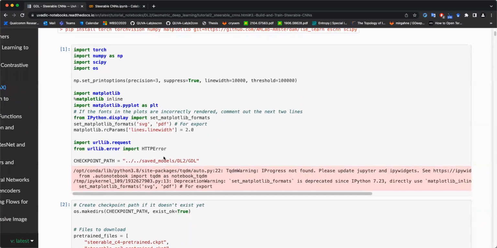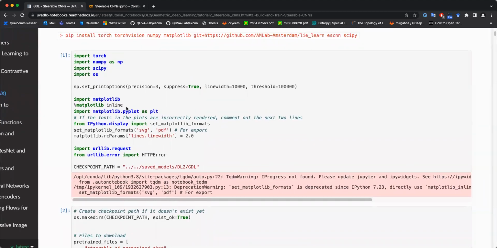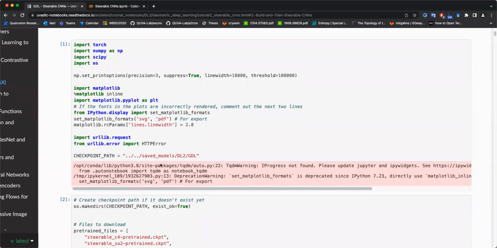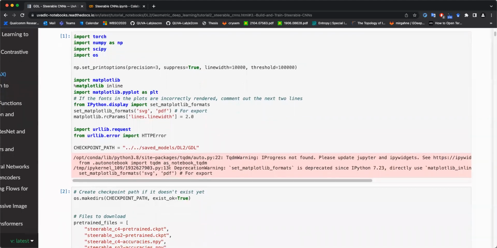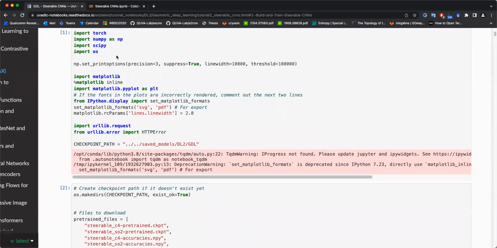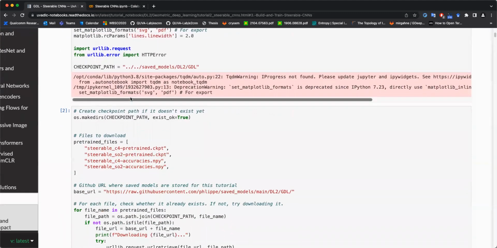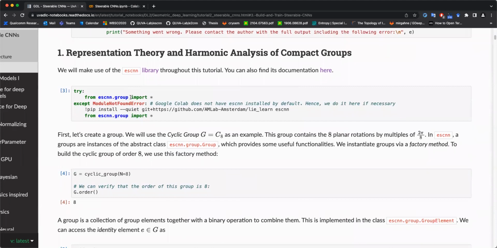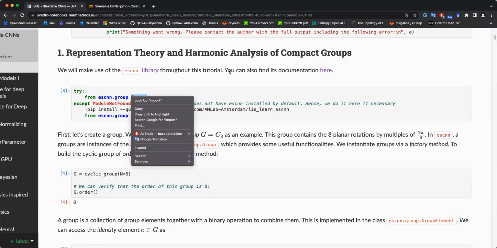So yeah, let's go on. I think that this part is similar to the previous tutorial. This is standard stuff to just set up the environment. Of course, we don't have time to train the models now. So these models are cached somewhere on the cloud, and we are just going to download the pre-trained models. But you should be able to remove these checkpoints and train these models yourself on Google Colab. So we skip over this first part and go to the more interesting one. Okay, so let's start with the representation theory and harmonic analysis.